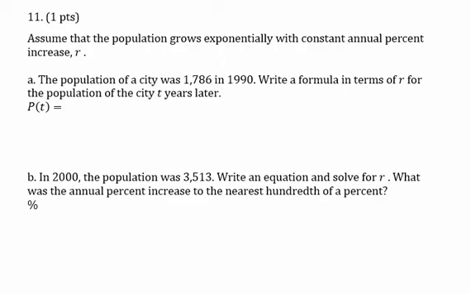This is section 4.1, number 11. It says, assume the population grows exponentially with a constant annual percent increase, R. The population of a city was 1,786 in 1990. Write a formula in terms of R for the population of the city T years later.